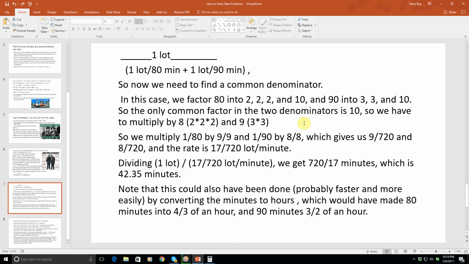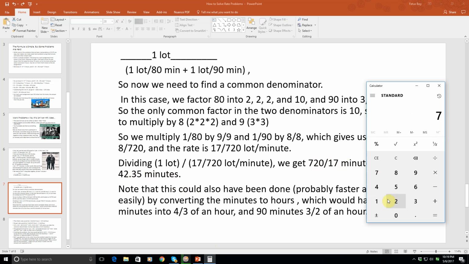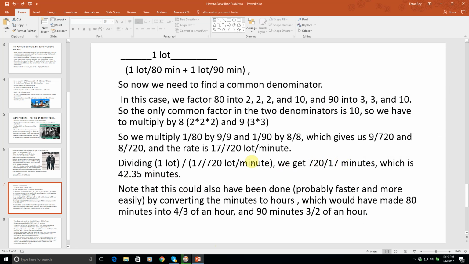Dividing one lot by 17 over 720 lots per minute, the lots cancel out, minutes become 1 over minute, which is just minutes. So we end up with 720 over 17 minutes, which is about 42.35 minutes if you plug it into your calculator. Don't believe me? Fine. I'll do it right now. Jeez. All right. See? Happy now? Okay. Now you believe me?